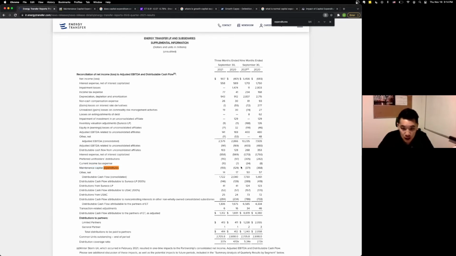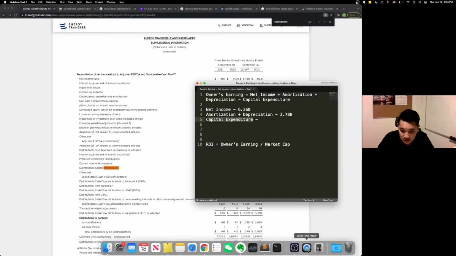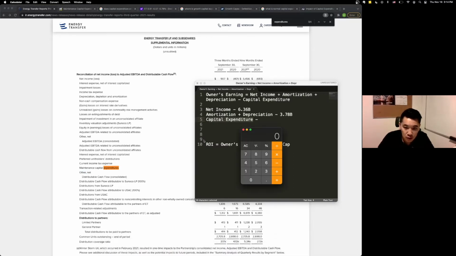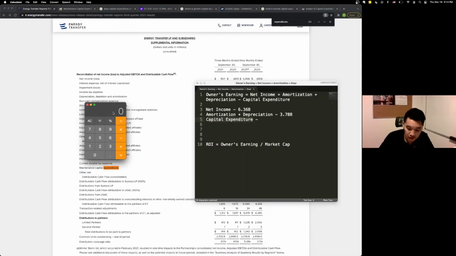Let's assume the fourth quarter maintenance capital expenditure will also be 155. So 155 plus 371. This will be our number for the 2021 full year maintenance capex, which is 0.526, because I have this in billions.